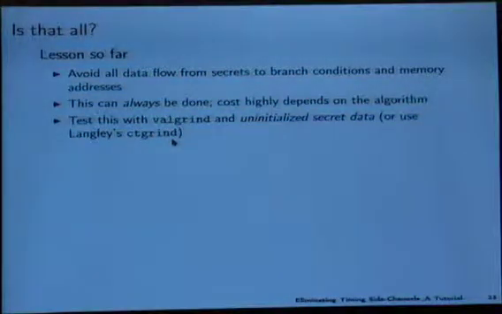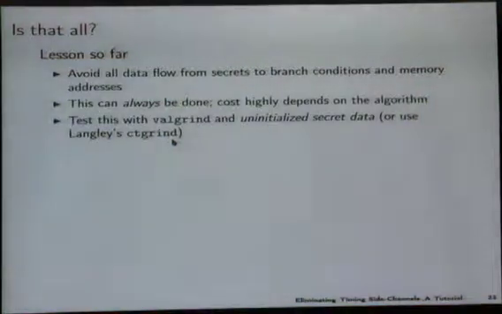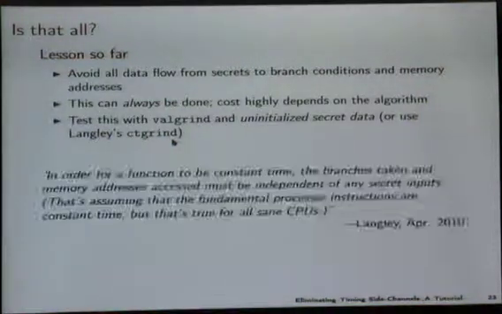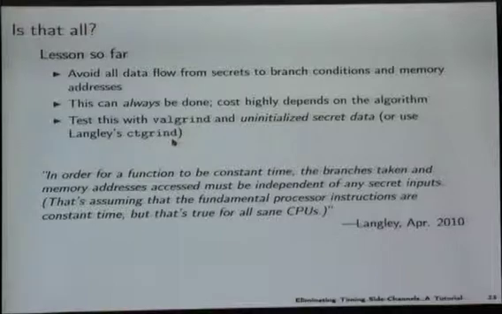But now let's assume you've done that. You've transformed all your code, you've protected against timing attacks, and you've tested with Valgrind. Are you good? Here's what Adam Langley said about that in 2010. He wrote that in order for a function to be constant time, the branches taken and memory addresses accessed must be independent of any secret inputs. That's assuming that the fundamental processor instructions are constant time, but that's true for all sane CPUs.